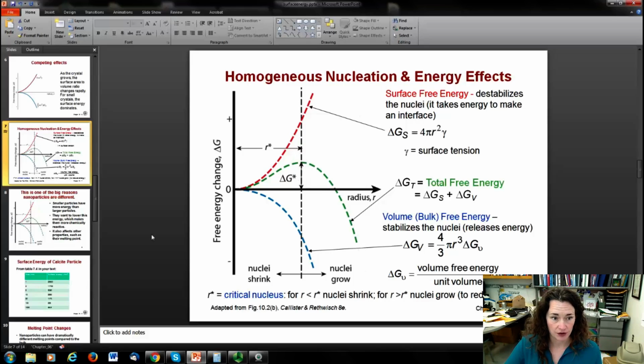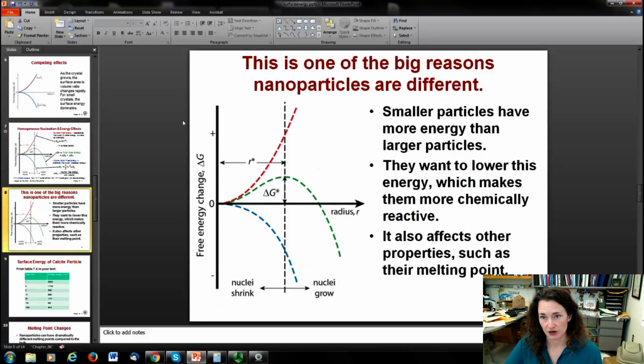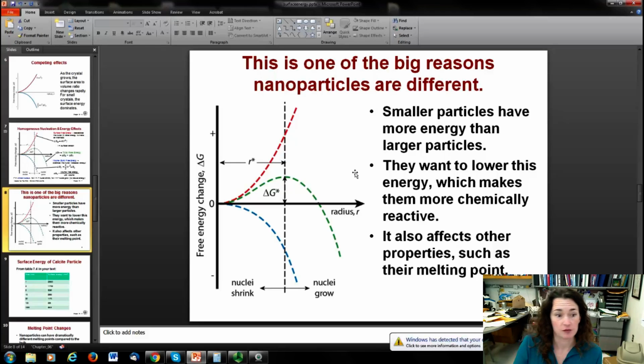So this curve right here is one of the big reasons that nanoparticles are different. Because if you form a nanoparticle, you're forming it with a small radius, okay, which means that it's going to have a higher Gibbs energy than the bulk by a lot because it falls off here, right? You want to lower your energy. I mean, the whole system that we have here is based upon getting to the lowest energy state possible. And of course, that's going to make them more chemically reactive because they're going to want to react with things and pull that in. And it also affects a lot of other properties like the melting point.